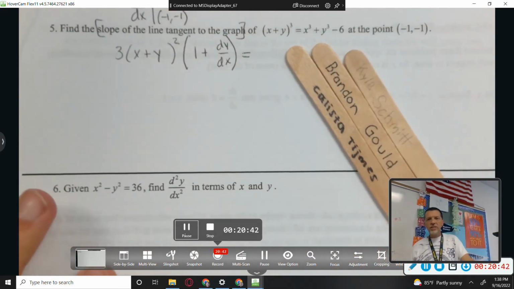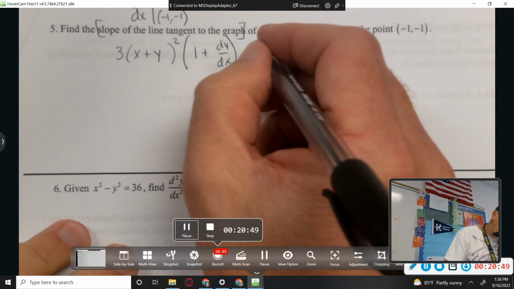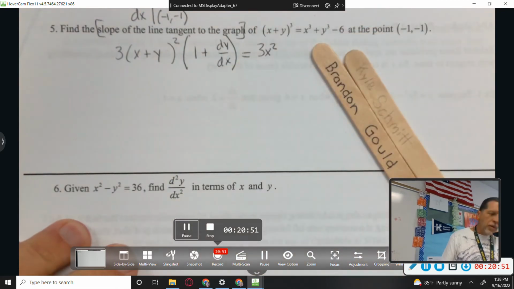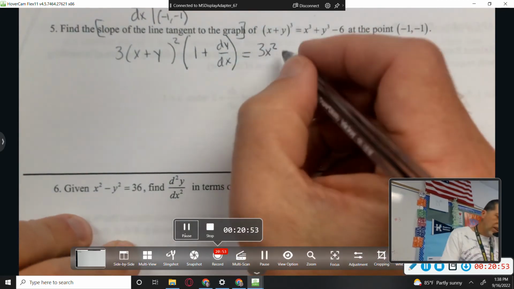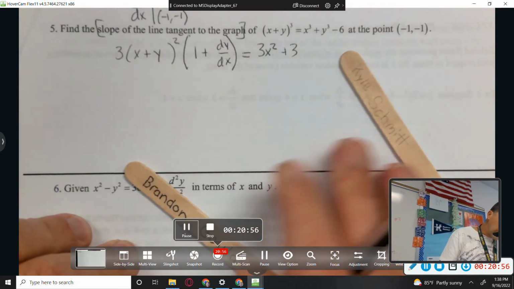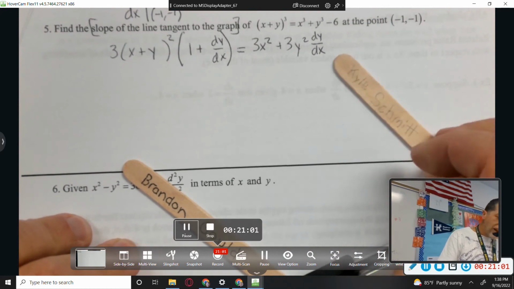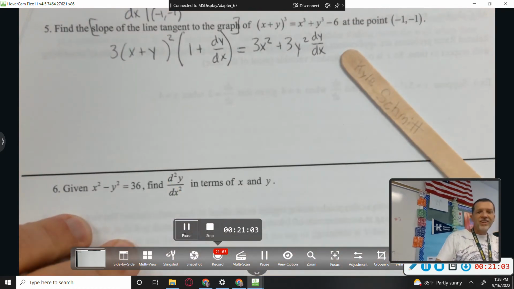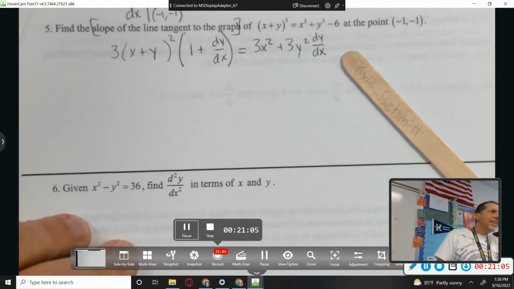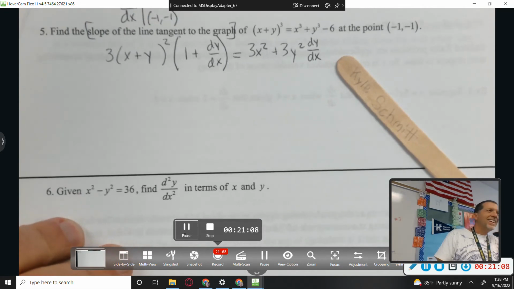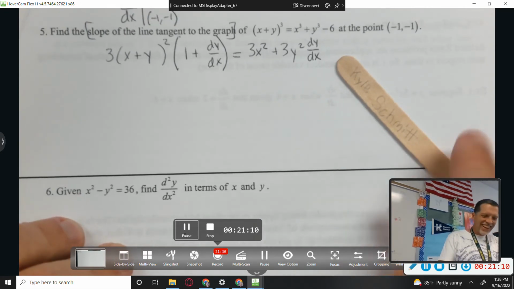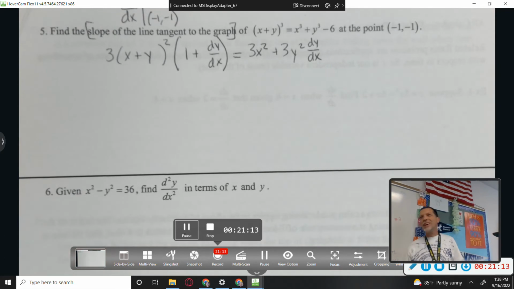3 volunteers for us. Callista, what's the derivative of x cubed? 3x squared. Yep. Brandon, what's the derivative of y cubed? 3y squared dy dx. Good. And then Kyle, the derivative of negative 6? Zero. It's supposed to be the easy one, but sometimes we forget about the constant and just leave it or do something else with it. But yeah, it's 0.